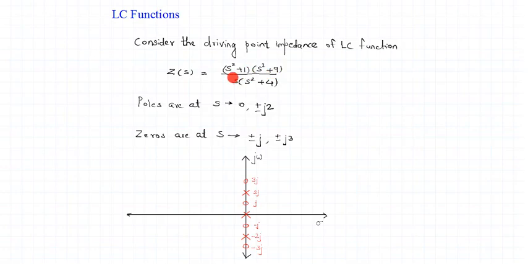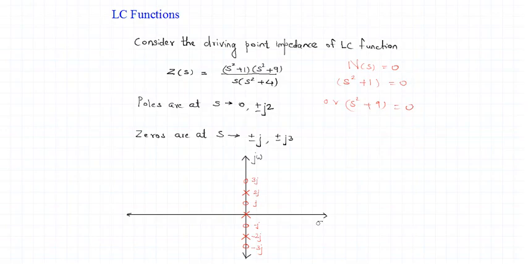So how do we identify the zeros of the system? We identify the zeros of the system by equating the numerator to 0. So when I equate the numerator to 0, what is my numerator here? s square plus 1 is 0, or s square plus 9 is 0. From these two I get my zeros.